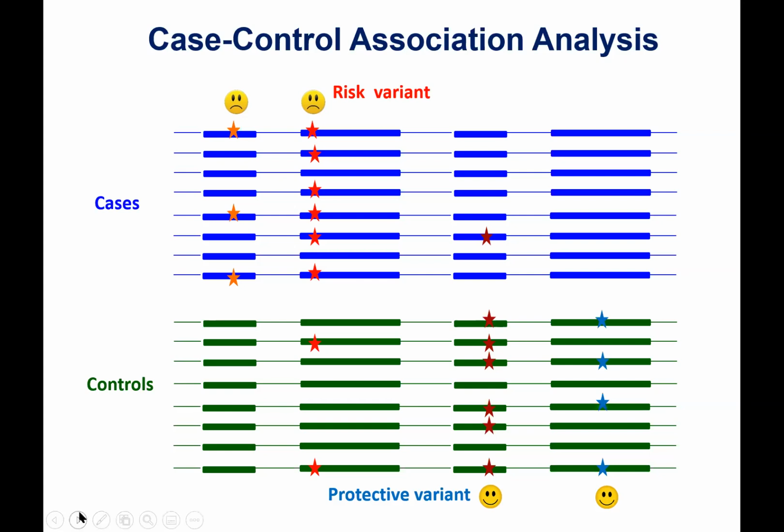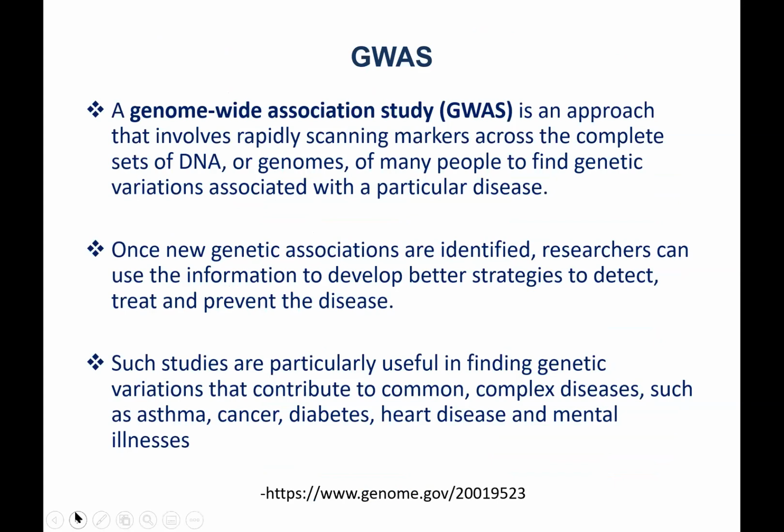In this process, we should apply some association tests to identify these variants. To test this association, we use the genome-wide association study, which we call GWAS. This test usually applies next-generation sequencing or SNP arrays. We can screen the markers in the DNA genomes of many people, thousands of people. Then we try to identify the genetic association with a particular disease.